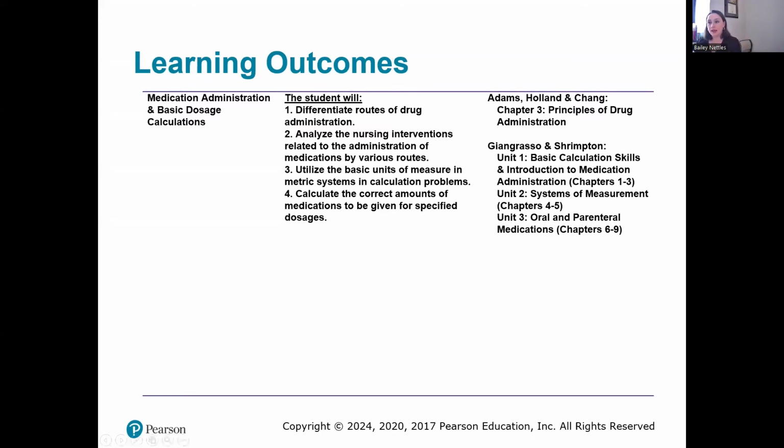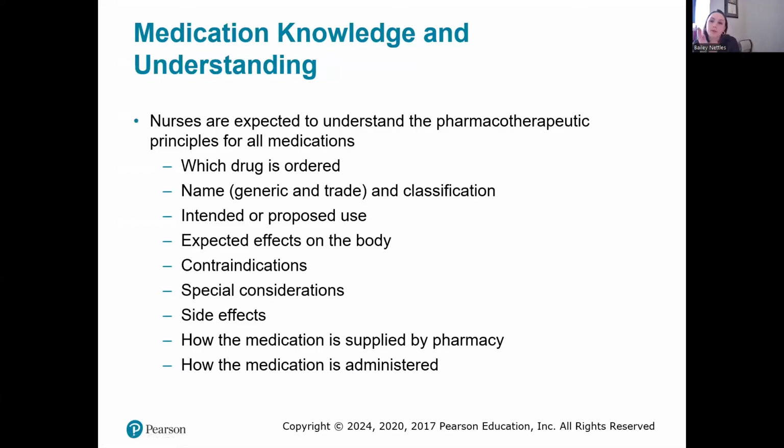All right. So, what do you need to know before you give a drug? You have to know all this. All of this has to go into effect before you give that drug. What drug is ordered? The generic name, the class. What do you expect to happen? What do you expect the intended purpose and the expected effects to be? So what side effects am I looking for? What is the purpose of this medication? What are the contraindications? What are all these things we've talked about? How it's supplied, how it's administered.